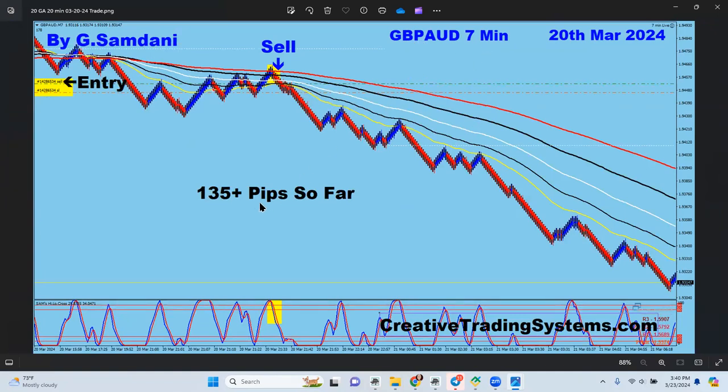Pound Aussie went down because of the Aussie strength. You see, these strengths and weaknesses come in and out because of the fundies from the news, right? So one day the news is good, the price gets strong. That currency gets strong, and then the next day the news is bad, and then that currency gets weaker. So that's what's up and down.